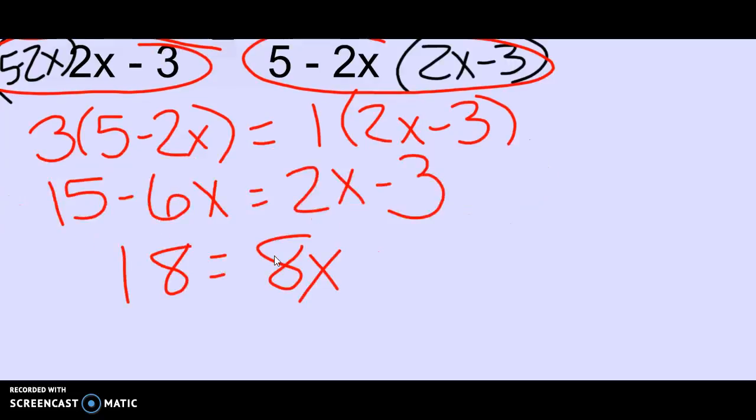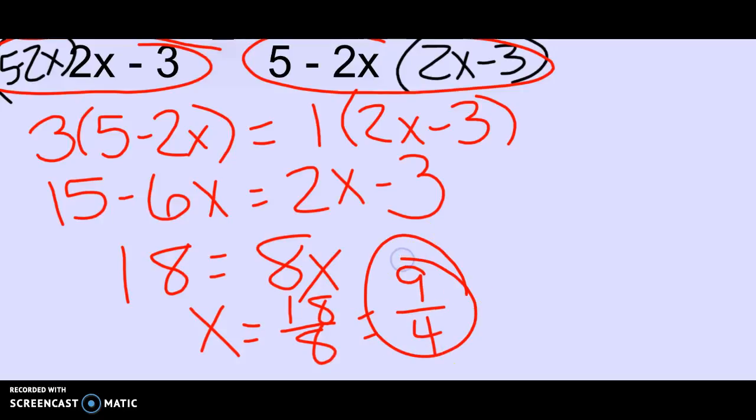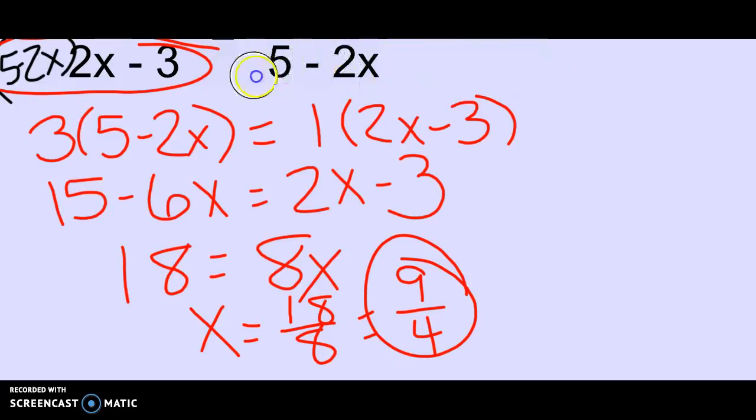All right, so I worked it down most of the way. Once you go ahead and solve for x, you get x is equal to 18 over 8. And then you simplify and it becomes 9 over 4. Now you want to go back into the original equation and make sure that your denominators do not equal 0.